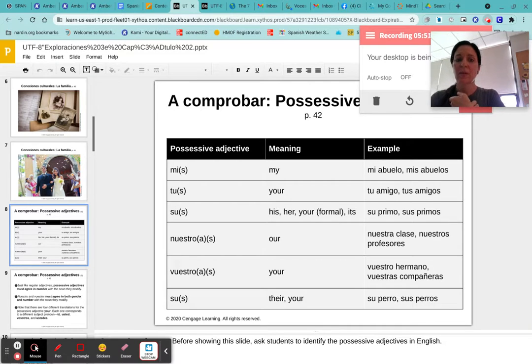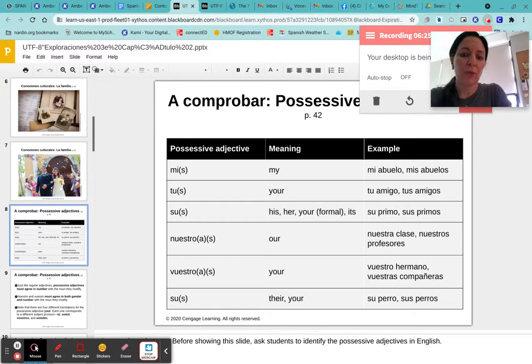Tus padres. Su is actually one of the hardest working possessive adjectives because it's his and her and their. So if you notice, it's both his, it's singular, and then it also means their. So if I said his family, it's going to be su familia. His families would be sus familias. So it changes to sus based on the fact that familias is plural. Same thing with sus down there. So at the bottom, it says su perro. It's their dog. So based on the context, you'll know, are they talking about his or her or their?